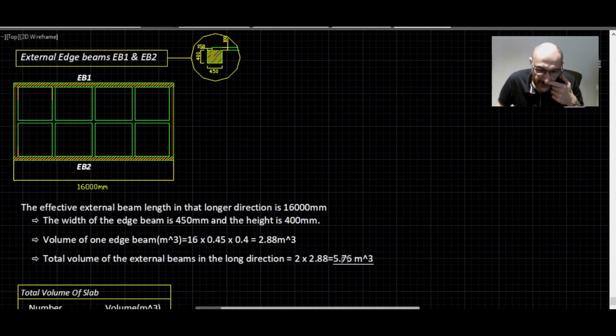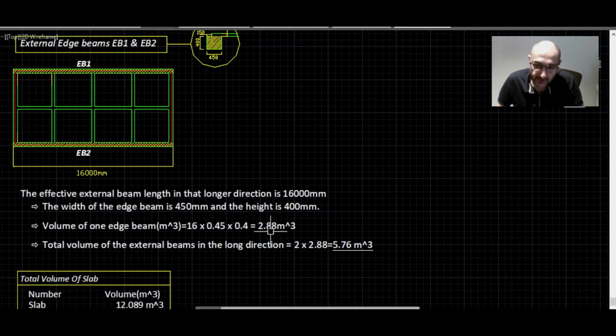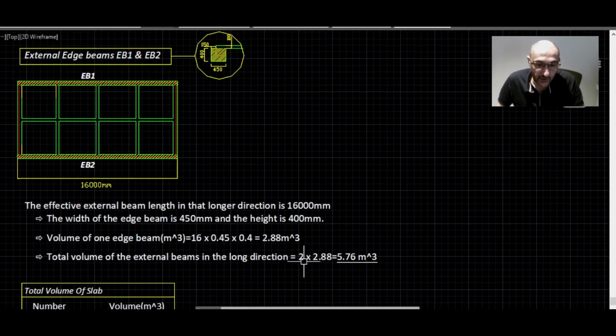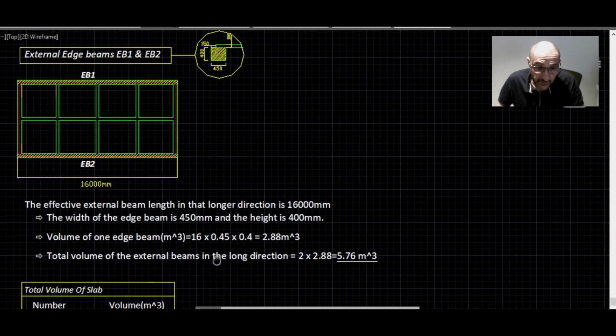The width of the edge beam is 450, and the height again stays as 400. So the volume of one edge beam is 16 multiplied by 0.45 by 0.4, and that will be 2.88 meter cubed. The total volume of the external beams in the long direction is 2 times 2.88, and that will be 5.76.